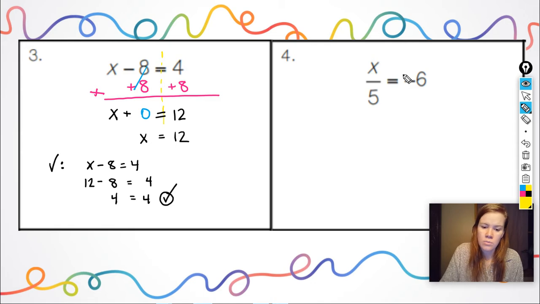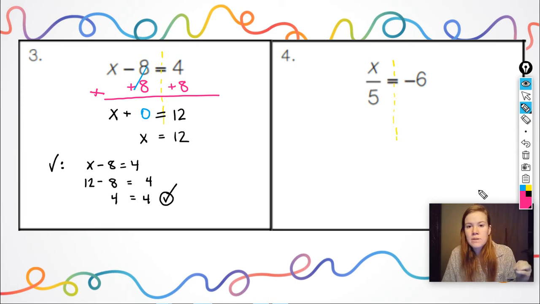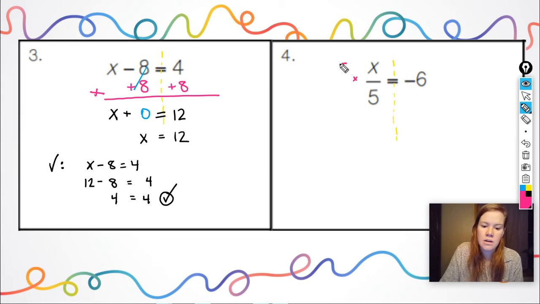So, number 4. This is when you're starting with division. So draw your dividing line. We have x divided by 5 equals negative 6. So we have division. What's the opposite of dividing? It's multiplying. So here's how you show your work to do multiplication. You're going to multiply both sides of the equation by 5. So the entire left side is going to be multiplied by 5, and the entire right side is going to be multiplied by 5. Make your little multiplication symbol small so you don't confuse it with a big X.